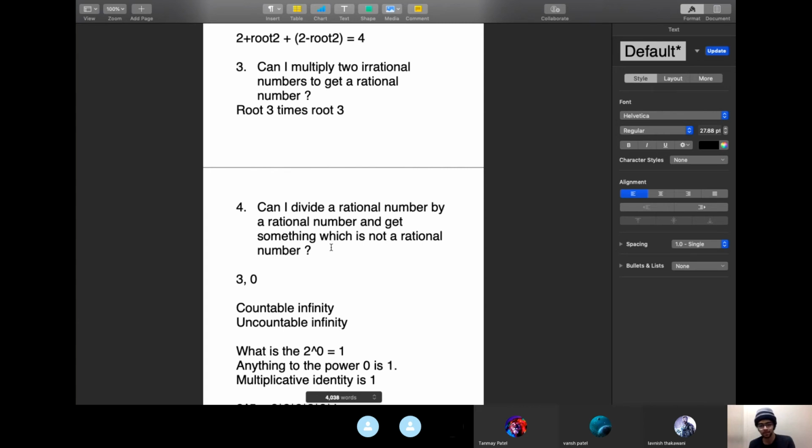But if I divide 3 and 0, I will get 3 divided by 0. Now I'm dividing two rational numbers, but the answer is not rational. It's an undefined number. We don't know what it is. We don't know what is 3 divided by 0. So this is the only case where I can divide a rational number by another rational number and get something that is not a rational number. That is if I divide something by 0. In any other situation, if I divide a rational number by another rational number, it's always a, what is that? It's always a rational number.